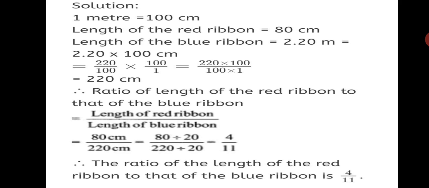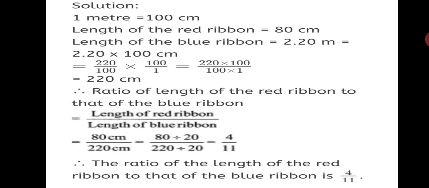When you get 8 upon 22, you can divide it by 2 and you will get 2 4s are 8 and 2 11s are 22. So your final answer will be 4 upon 11. Or as shown here, you can straight away divide by 20 itself and you get your answer 4 upon 11. Therefore, the ratio of the length of the red ribbon to that of the blue ribbon is 4 upon 11. I hope this is clear to you.